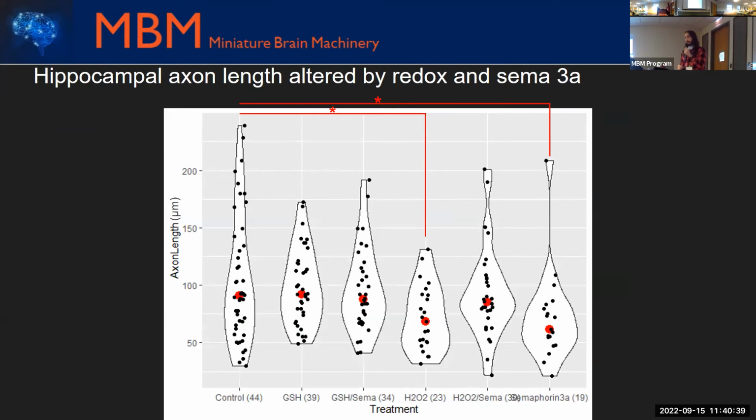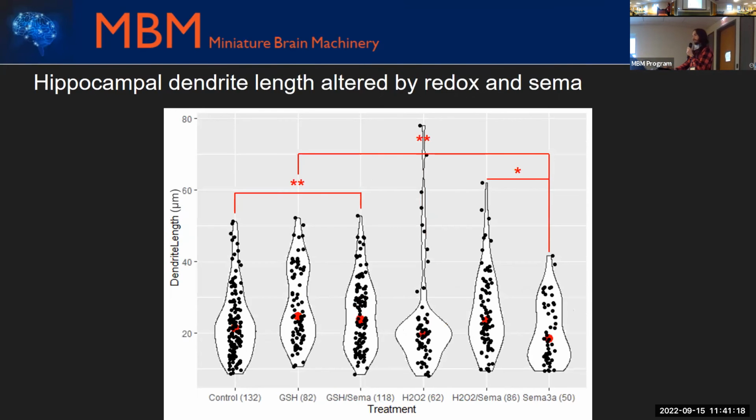We can see that there is a significant difference between the control and the hydrogen peroxide, and that's also been shown in other people's work. So we see a reduction in axon length, and we also see a reduction in axon length for semaphorin 3A. Both of those were what we expected. However, looking at the hydrogen peroxide along with sema, we see that there isn't a significant difference. So this reduction in axon length is actually abolished when you put those two together, which was surprising. We would expect it to be additive, or at least the same as hydrogen peroxide and semaphorin alone. So there does appear to be an interaction between the semaphorin effect and redox states.